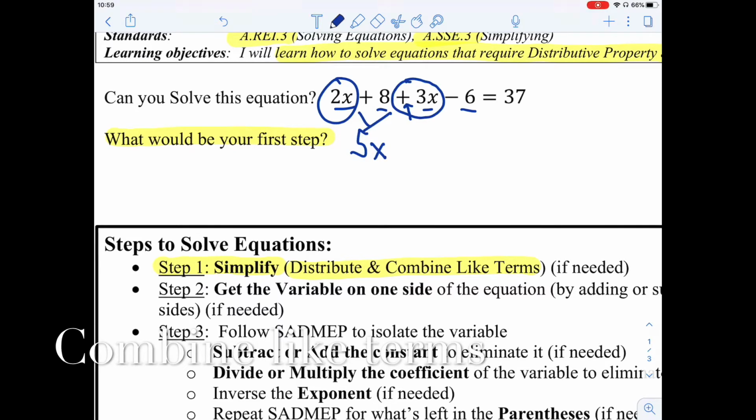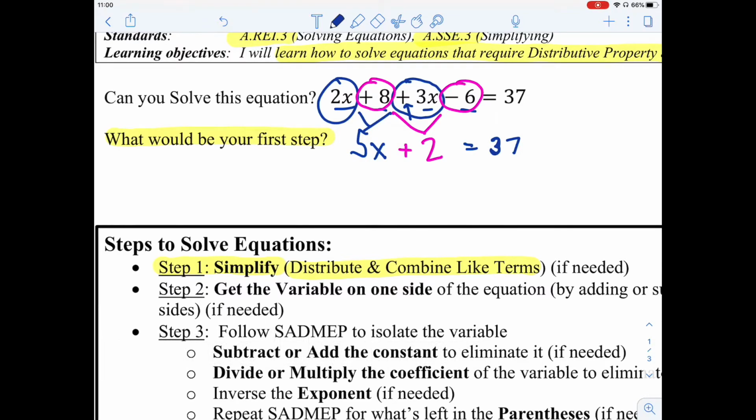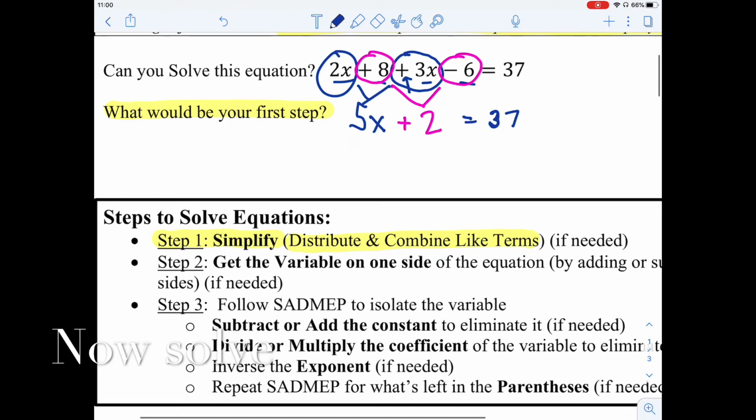And then you go to the next one. So we have constants, we have positive 8 and negative 6. Put that together. So 8 minus 6 is 2. So we have a positive 2. Bring that down. So we have equals 37, still on the right. Now we have a two-step equation that we can solve that we did last time.